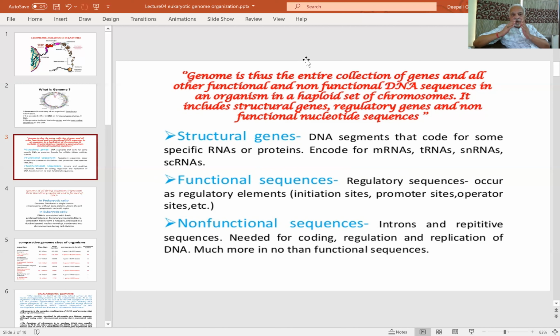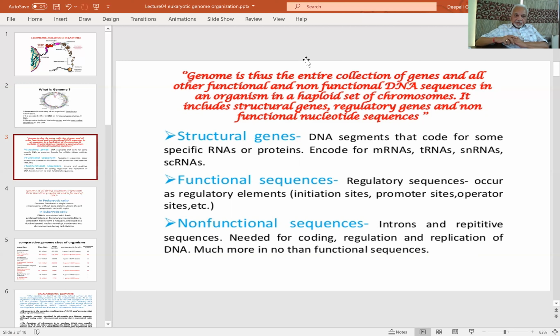You know, so when we talk of genome, we are talking about the entire DNA content of a haploid cell. Okay, now that has basically three sets of sequences. One, what we call structural genes. Now, these genes code for specific proteins, or they code for mRNA, tRNA, snRNAs, or rRNAs. So, that is the structural genes component of the genome.